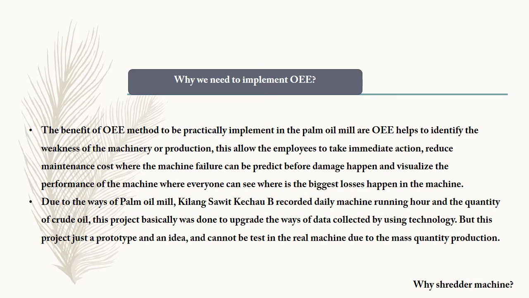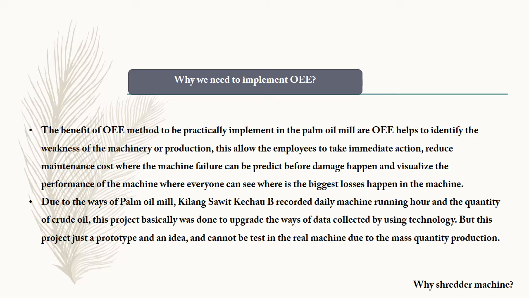So why we need to implement OEE? The benefit of OEE method to be practically implemented in palm oil mill: OEE helps to identify the weakness of the machinery or production. This allows the employees to take immediate action, reduce maintenance costs, where the machine failure can be predicted before damage happen, and visualize the performance of the machine, where everyone can see where is the biggest losses happen in the machine.